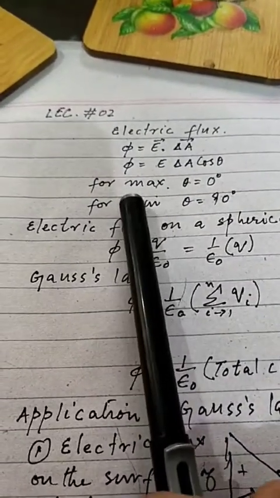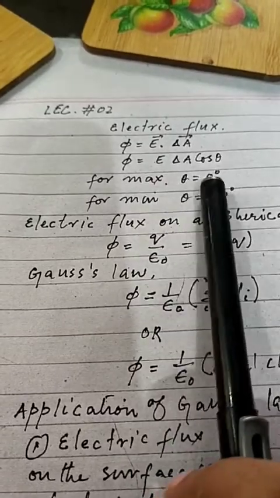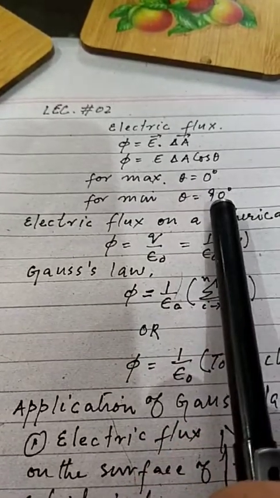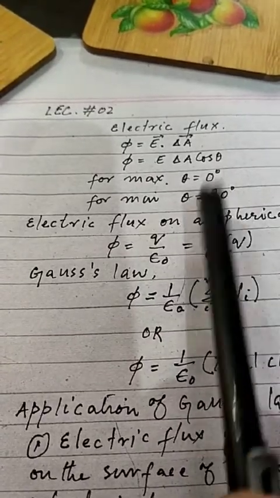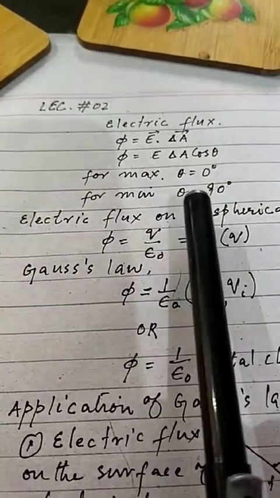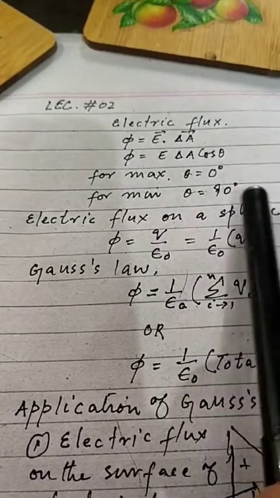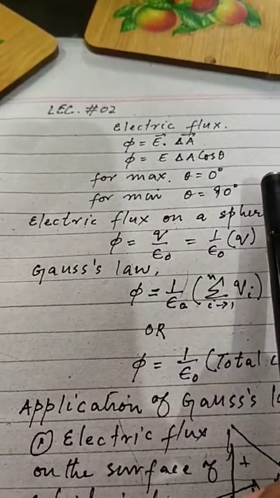To obtain the maximum flux, the angle between E and delta A should be 0 degrees, and for the minimum flux, theta should be 90 degrees. All these things have already been discussed in detail in lecture number 2, part 1.